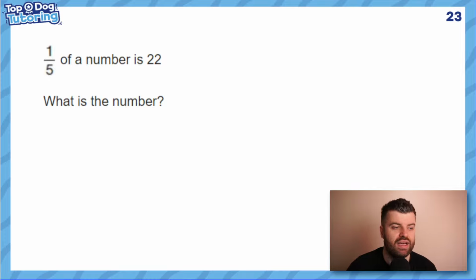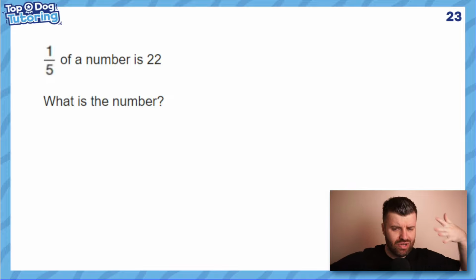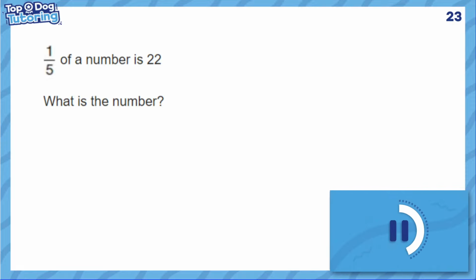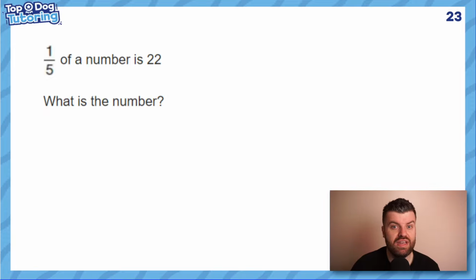Why not? I love this question. I'm not going to say anything because you might know how to do fraction of amount. I know how to do fraction of amount. I could do 1/5 of 22. Is that what this question's asking? This tricked a lot of people. Can you avoid the trick? One-fifth of a number is 22.